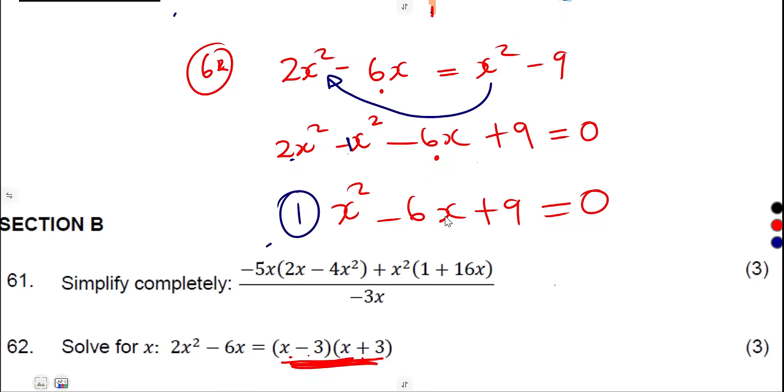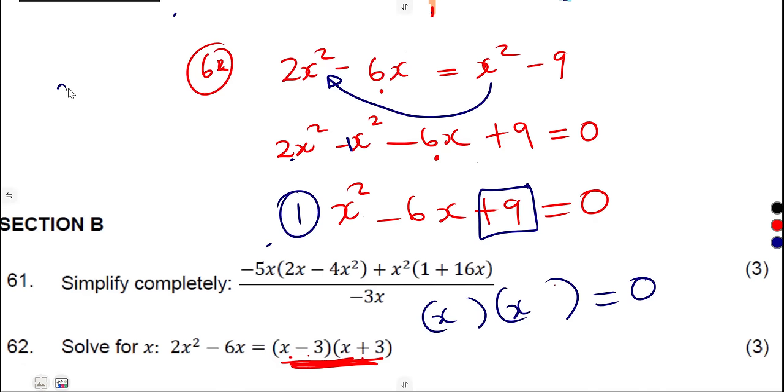Okay? Factorize, as we have got a trinomial here. So we're going to factorize into 2 brackets equal to 0. So that's x and x. Factors of 9 which add up to negative 6: there is 3 and 3, but to get a negative, negative times negative is positive 9. Negative 3 times negative 3 gives you a positive 9. If you add negative 3 plus negative 3, you get a negative 6. So this is what we want.